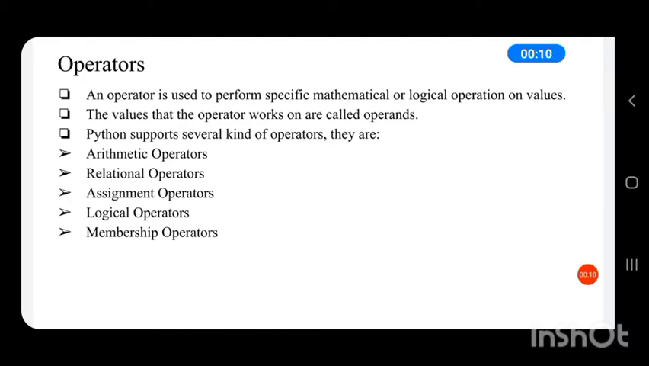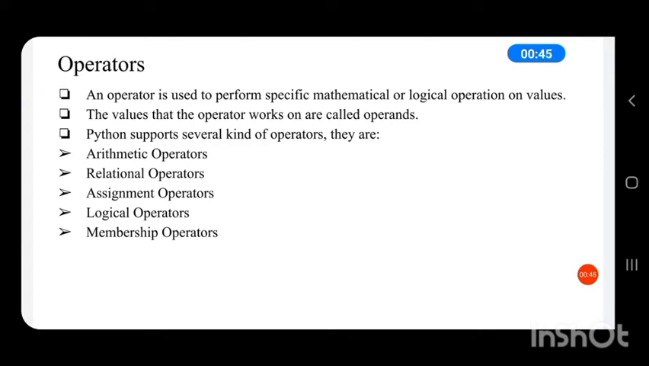So, what is an operator? An operator is used to perform specific mathematical or logical operations on values. The values that the operator works on are called operands.